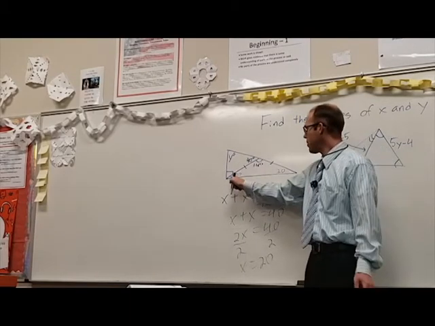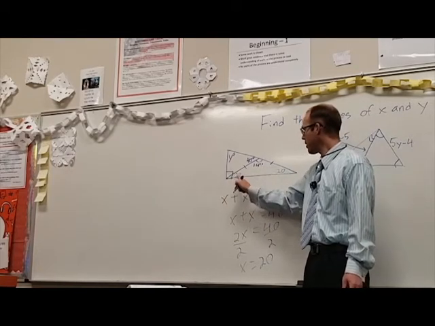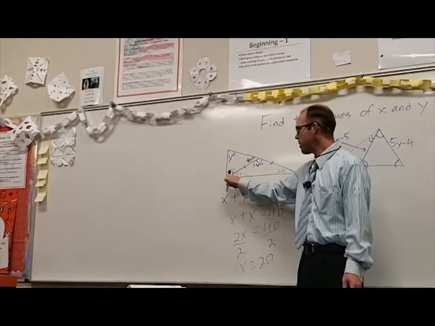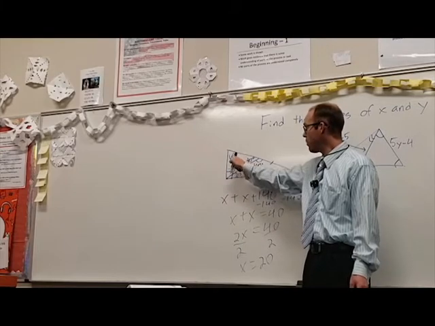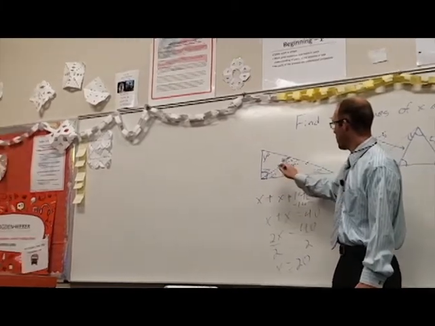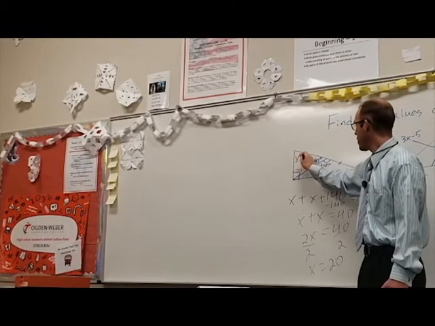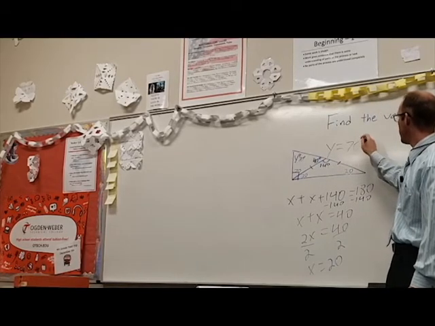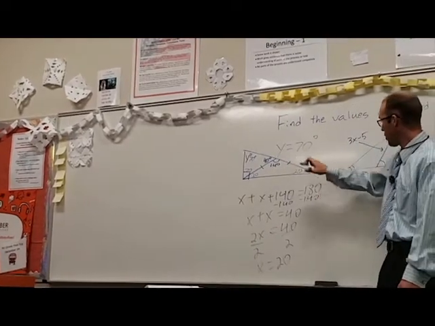I know that these two angles together add up to 90 degrees because of that marking right there. So 20 and 70 add up to 90. That means this angle must be 70 degrees. Okay, we've got 70 and 40. What makes 180 with those three? 70 plus 40 is 110. That leaves another measure of 70 for this. So our y must equal 70 degrees. Okay, so we're finished with this. x equals 20 and y equals 70.